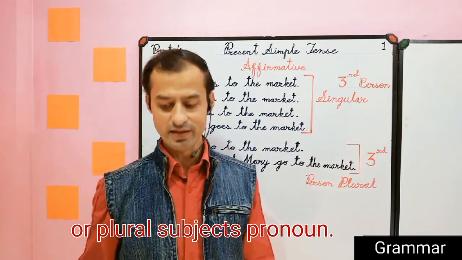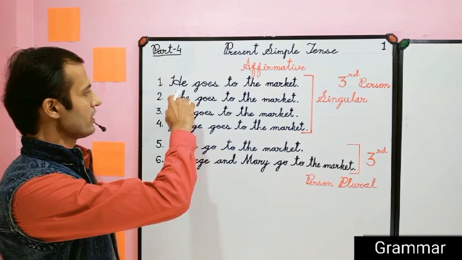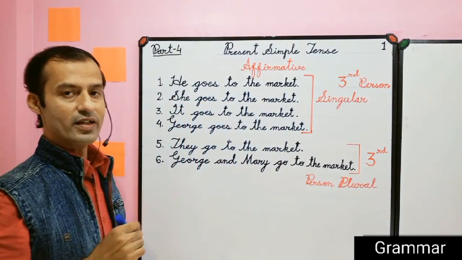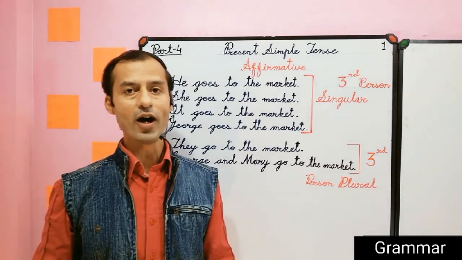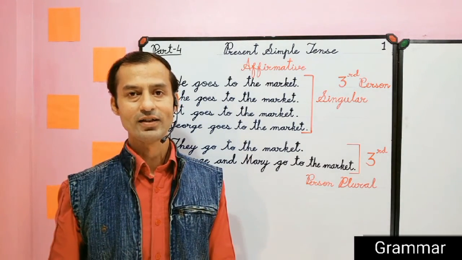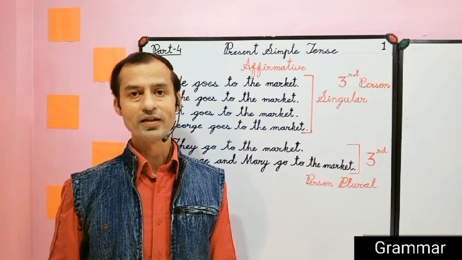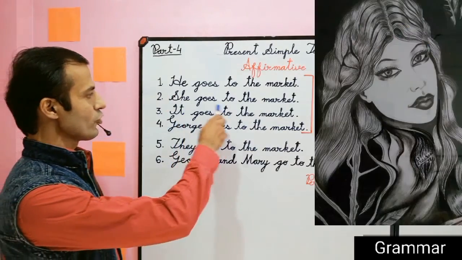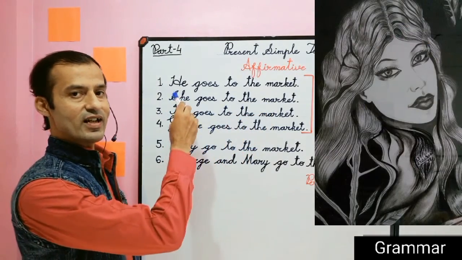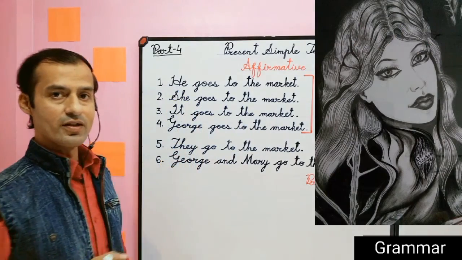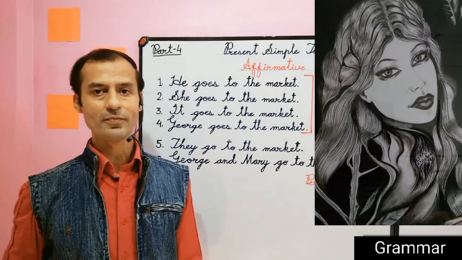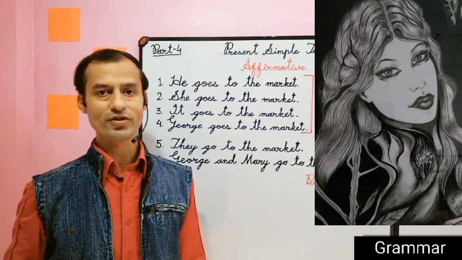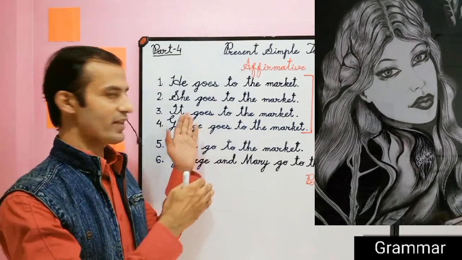And here we see this sentence. He goes to the market. In this sentence, he is the subject. He is used to refer to a boy, male, man. So he is therefore said to be the masculine gender. And here we see the second sentence. She goes to the market. In this sentence, she is the subject, and she is used to refer to a girl, woman, or female. So she is therefore said to be the feminine gender.